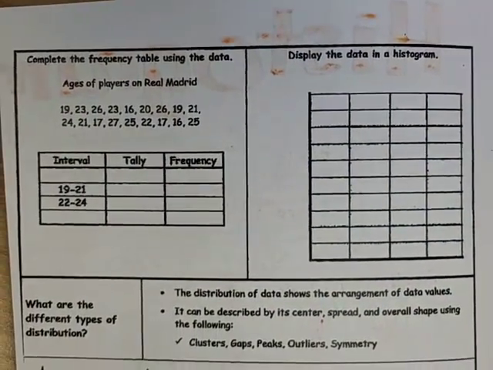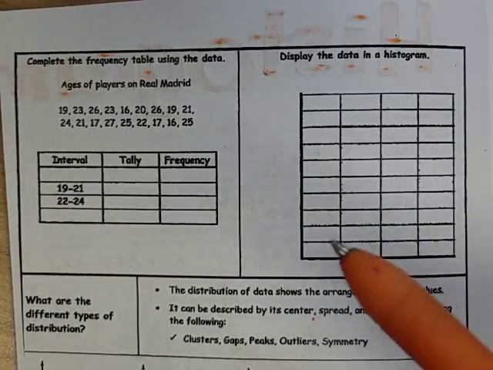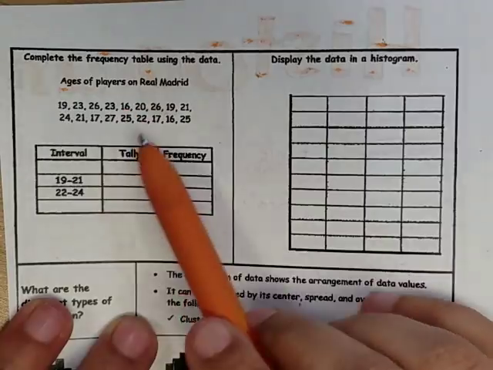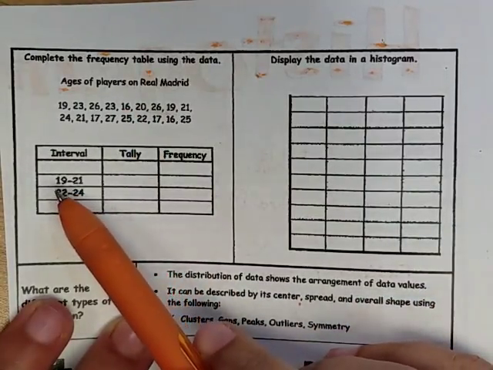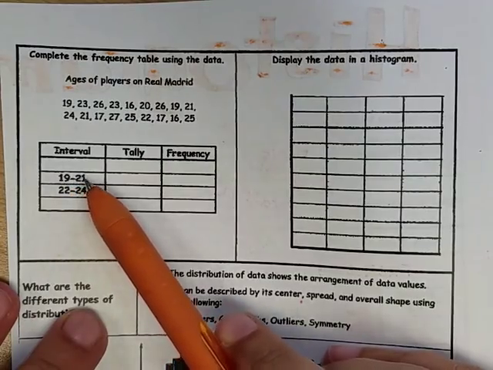So now we're going to go on the inside and we're going to create some histograms and some frequency tables together. So we're going to go ahead and take this data here and put it into our graph. What's nice about this sheet is that we were already told what intervals to use here and here.